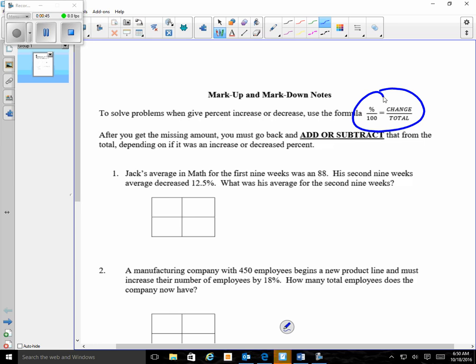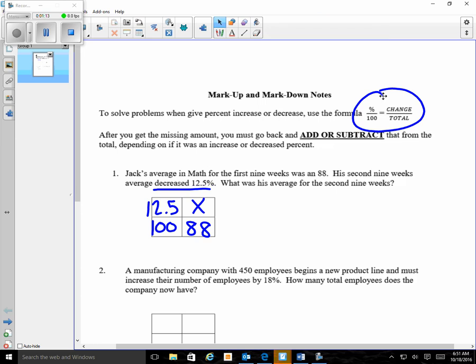So number one says Jack's average in math for the first 9 weeks was an 88. His second 9 weeks average decreased 12.5%. What was his average for the second 9 weeks? Because they give us a percent, we're going to stick that over 100. So it's going to be 12.5 over 100. I am looking for what my change was. I don't know what it was, but I know that it decreased from my original total of an 88.